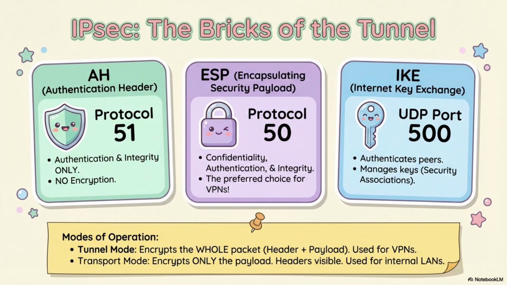IPsec relies on Internet Key Exchange, or IKE, which uses port 500 to authenticate peers and establish security associations. These security associations define how encryption keys are exchanged and how the secure tunnel is maintained. Once established, the tunnel protects data even if the wolf captures the traffic.